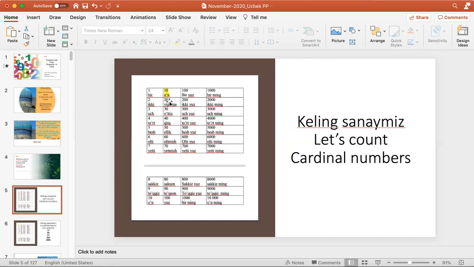Now let's count from 20. Yigirma. Yigirma bir. 21. Yigirma ikki. Yigirma uch. Yigirma to'rt. Yigirma besh. Yigirma olti. Yigirma yetti. Yigirma sakkiz. Yigirma to'qqiz. O'ttiz. 30. If we say 31, o'ttiz bir. O'ttiz ikki. O'ttiz uch. O'ttiz to'rt. O'ttiz besh. O'ttiz olti. O'ttiz yetti. O'ttiz sakkiz. O'ttiz to'qqiz. 40. You see how it's easy to count?